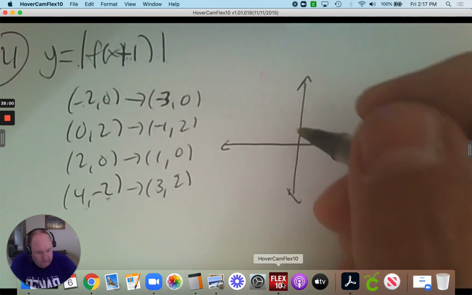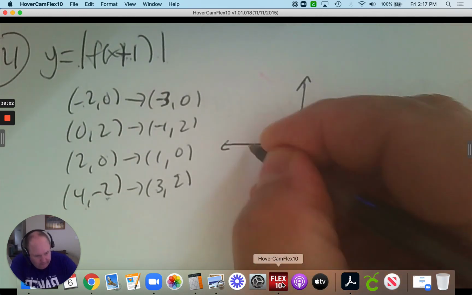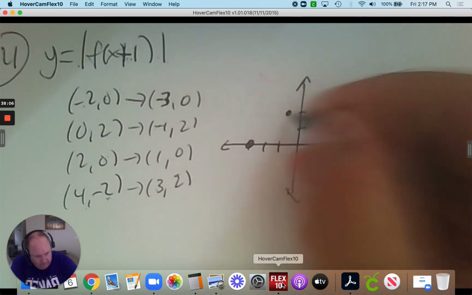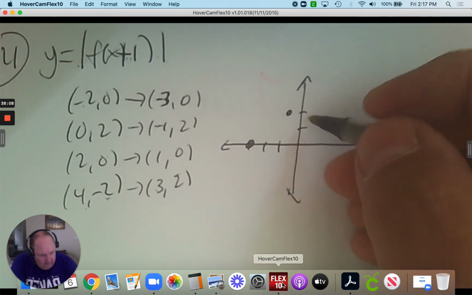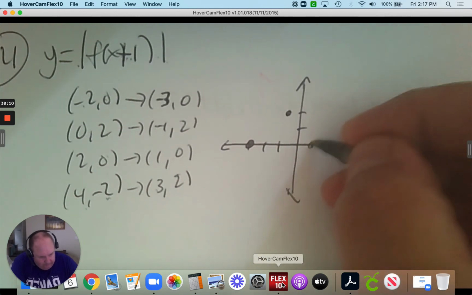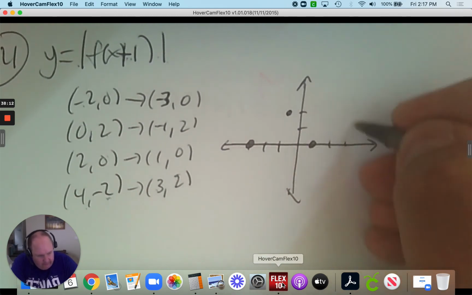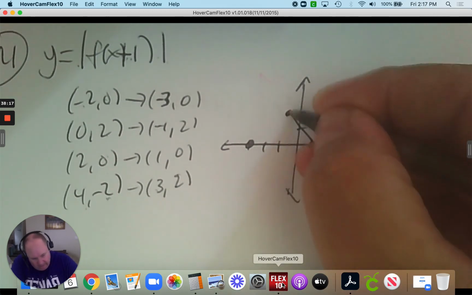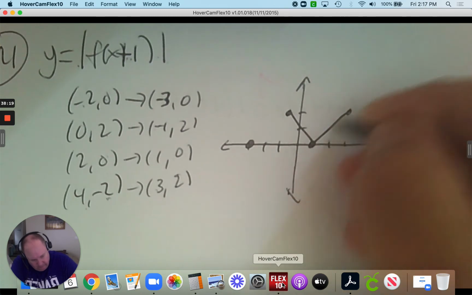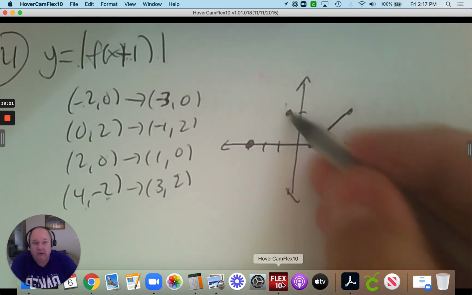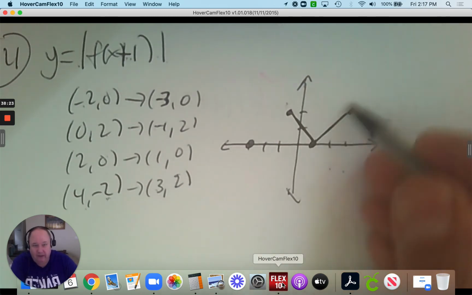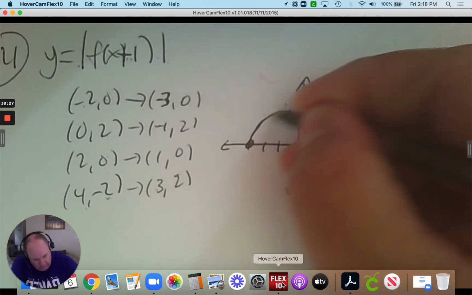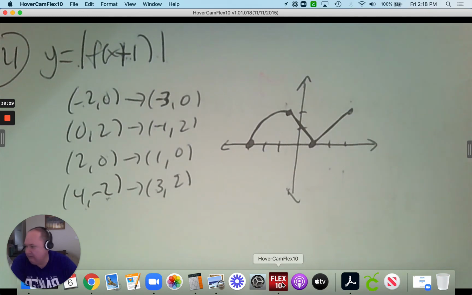So we'll start with (-3, 0), (-1, 2), (1, 0), and then (3, 2). Once you notice that, this kind of creates a V right here. So it was a line that went all the way down, but the part that was negative got reflected up. Here is your quarter of a circle that kind of looks like that.